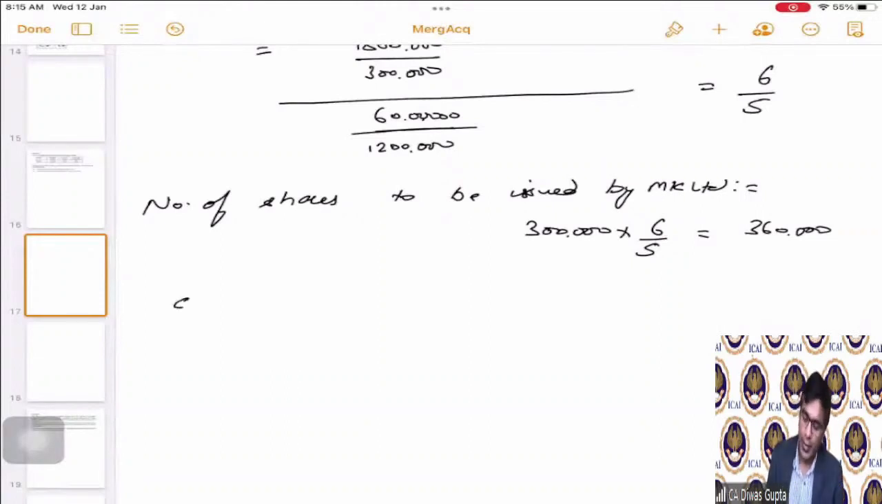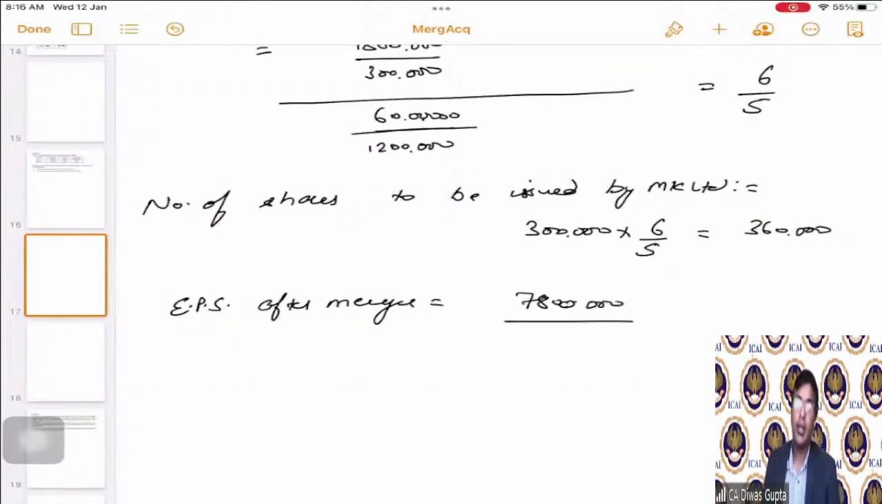Now, can we calculate the EPS after merger? The earnings remain the same, 78 lakhs, but the number of shares issued has increased. This is the previous estimate of 0.8:1. Now it is higher. Oh, sorry, it should be 12 lakh.